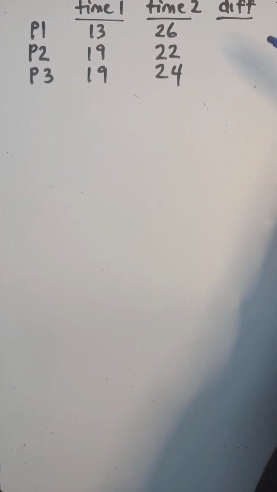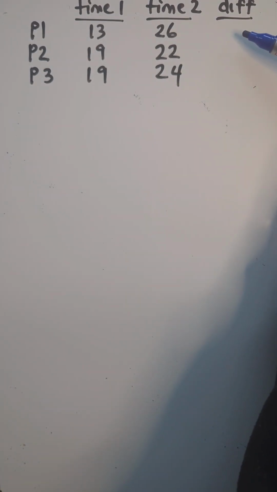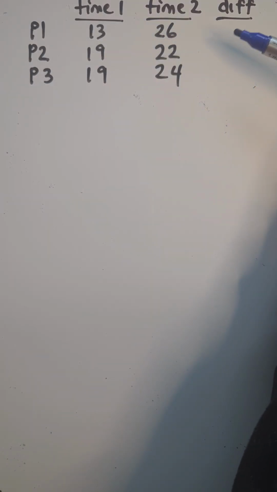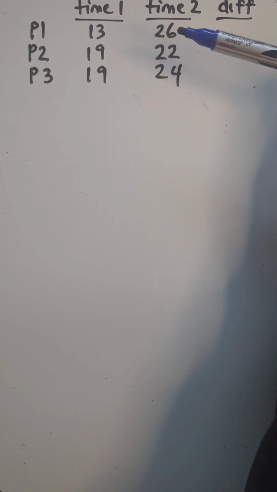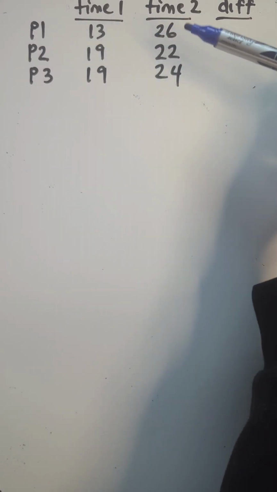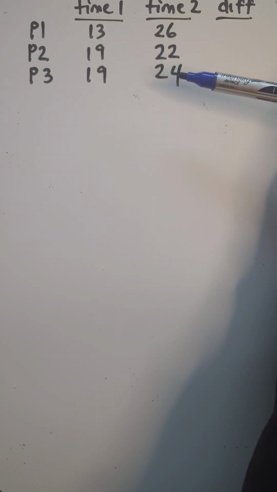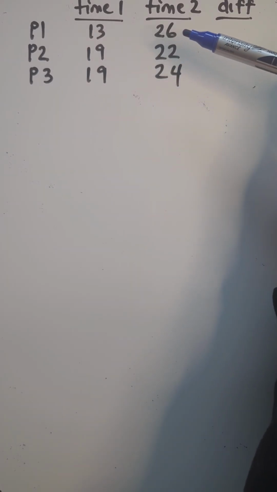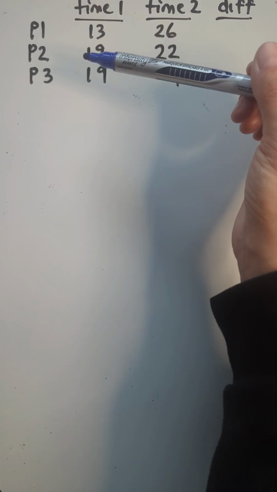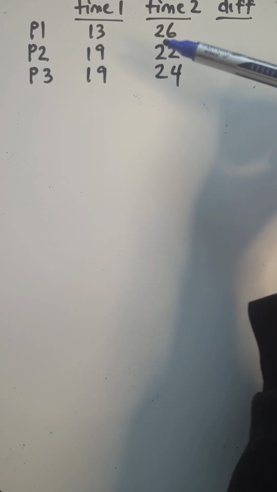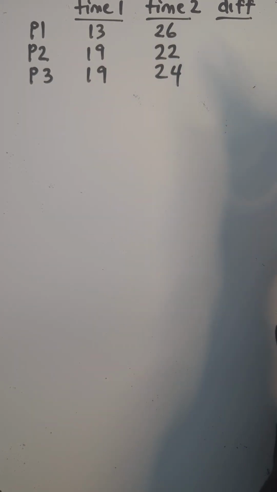So in order to find the difference score for participant 1 between time 1 and time 2, you could go 13 minus 26 and you'd get minus 13. Or you could go 26 minus 13 and get plus 13. The thing is, you have to be very consistent about how you do that. So you can't just say, oh, I always want positive numbers, so every time I go to a new participant, I'm going to subtract the smaller number from the bigger number. That's bad. Don't do that.